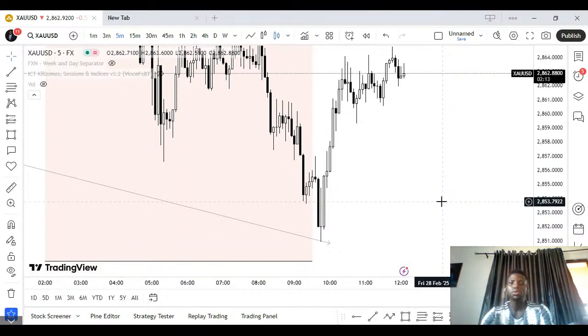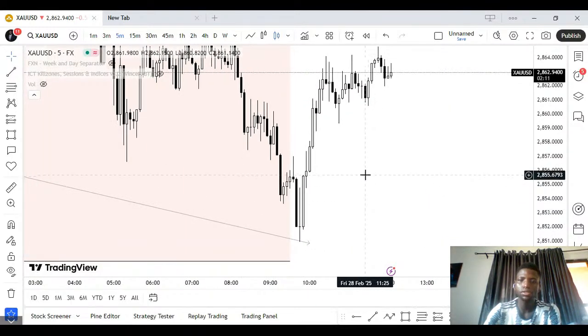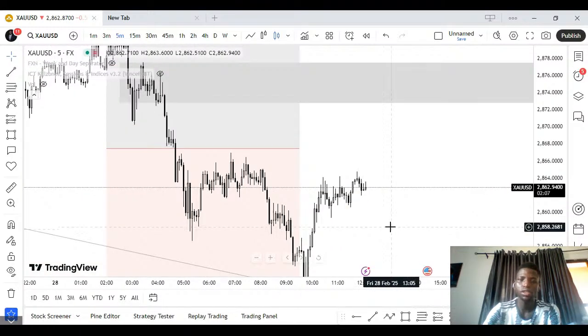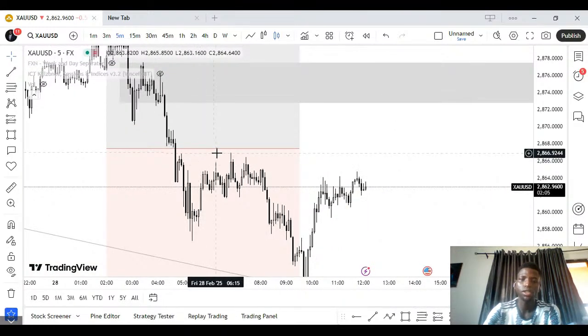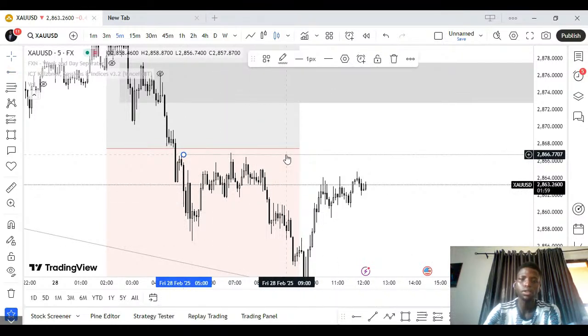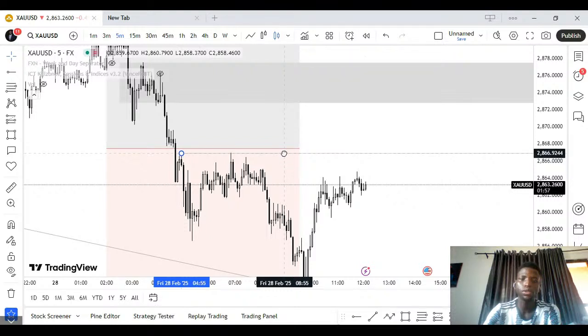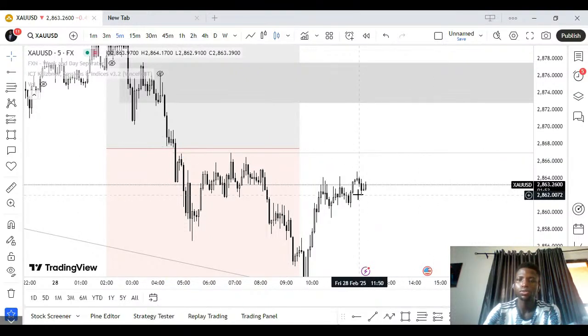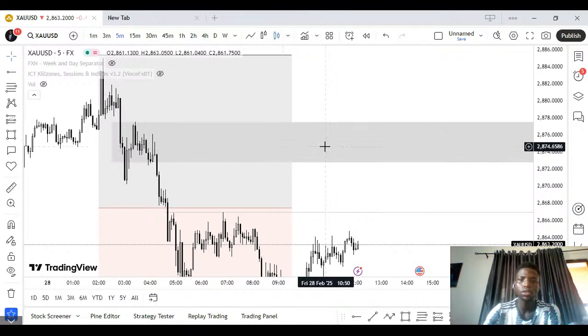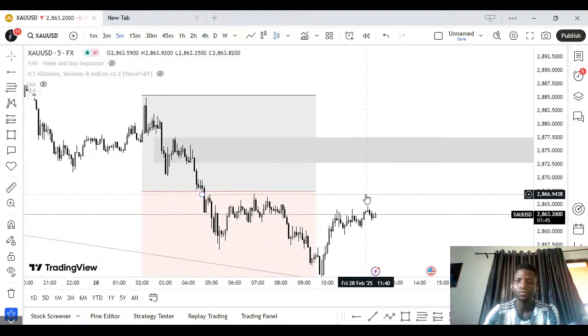Okay, not seeing any clear entry yet. If there is, you can take an entry. I will take out this liquidity. That will be the incentive for price to go up. There's a liquidity build up somewhere around here. So there's incentive for price to come all the way. There are fair value gaps for price to come and fill and all that.